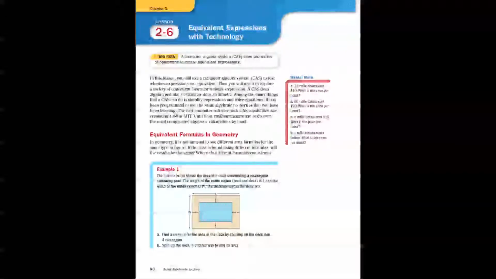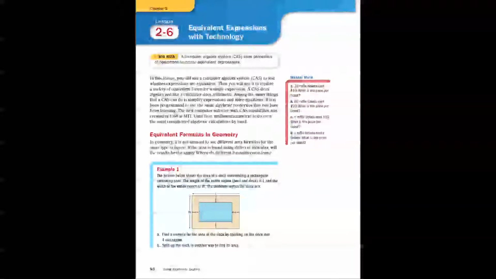Hi, welcome to 2-6. We're doing equivalent expressions with technology. That means making use of a calculator with CAS. CAS stands for Computer Algebra System, and it's a method by which you can put in an expression and do things to manipulate it using algebraic steps that would allow you to compare and see whether something is equivalent, what we were doing last time.